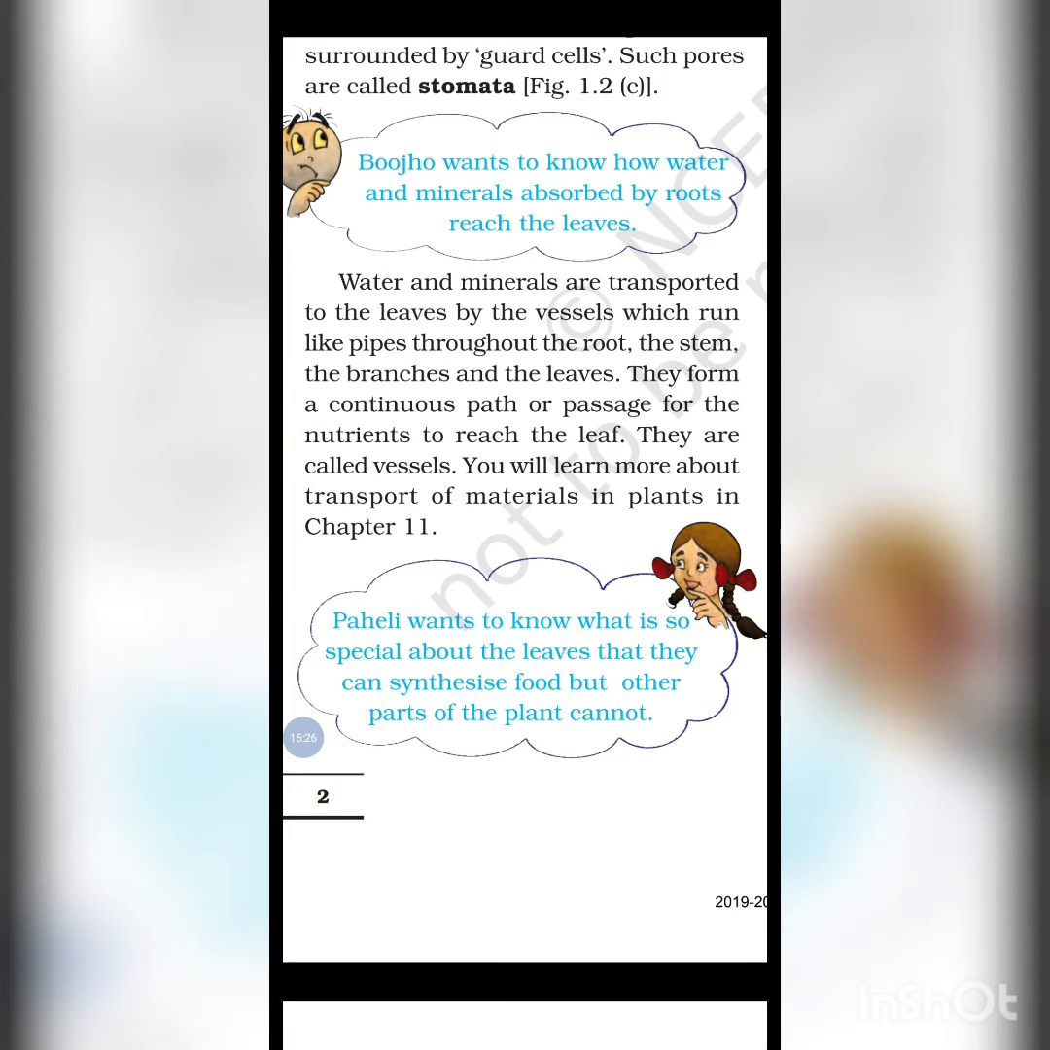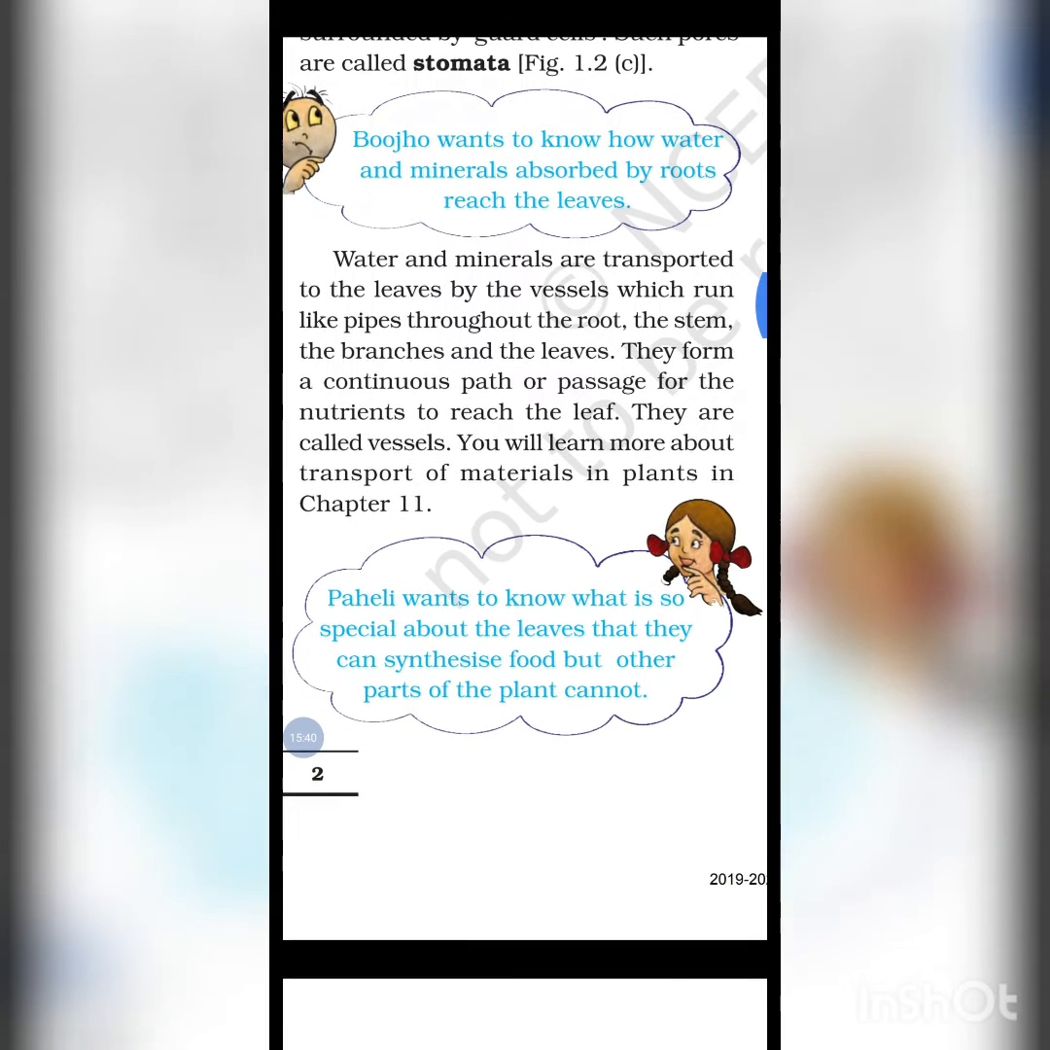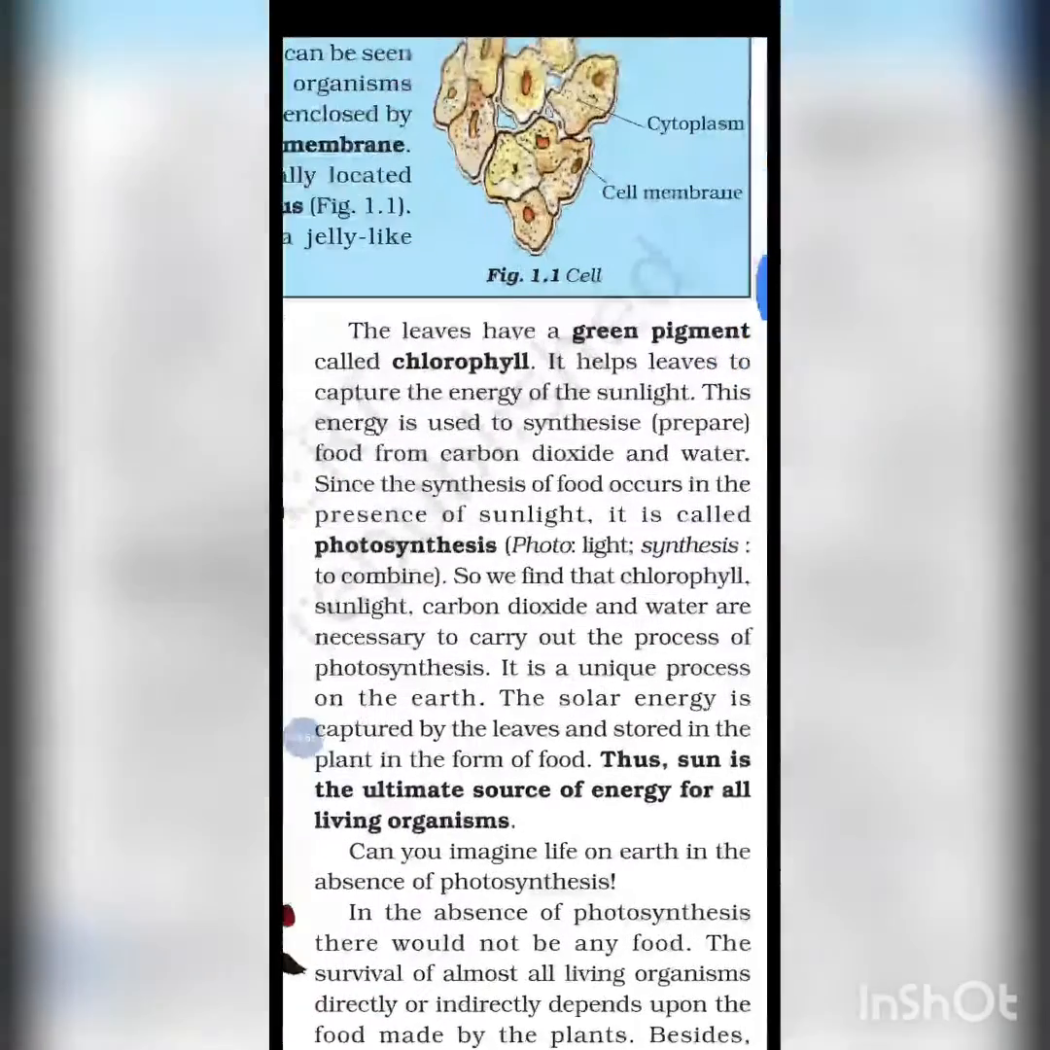Paheli also has a question. Let's read her question. Paheli wants to know what is so special about the leaves that they can synthesize food but other parts of the plant cannot. Does the leaf have a special thing that only it can synthesize food, not other parts of the plant? Let's read this question's answer also.